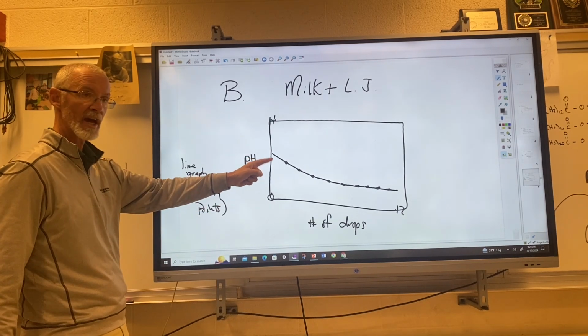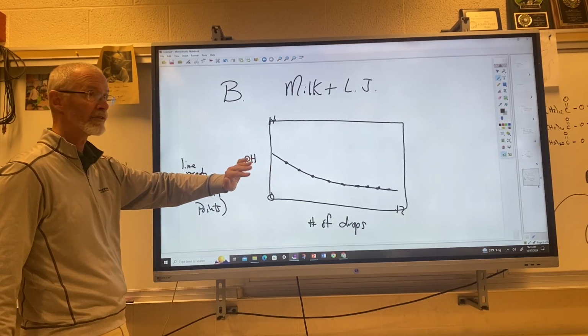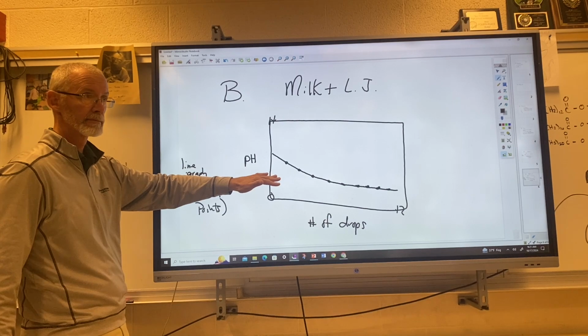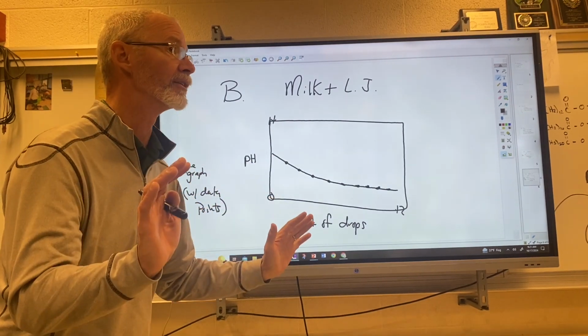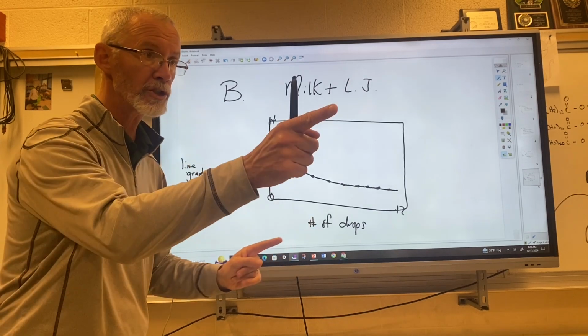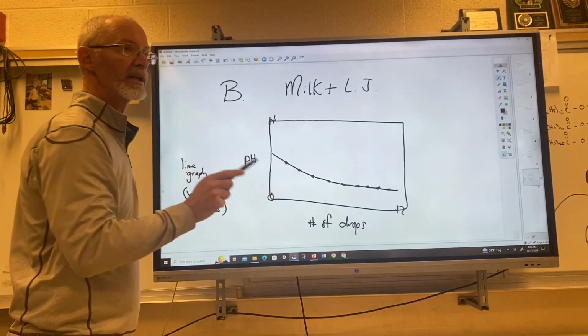You see how the dots have to be on the line. If they're not, I'm not grading it. They have to be on there. Now at one of these dots, something happened. The change occurred. You must indicate the change.